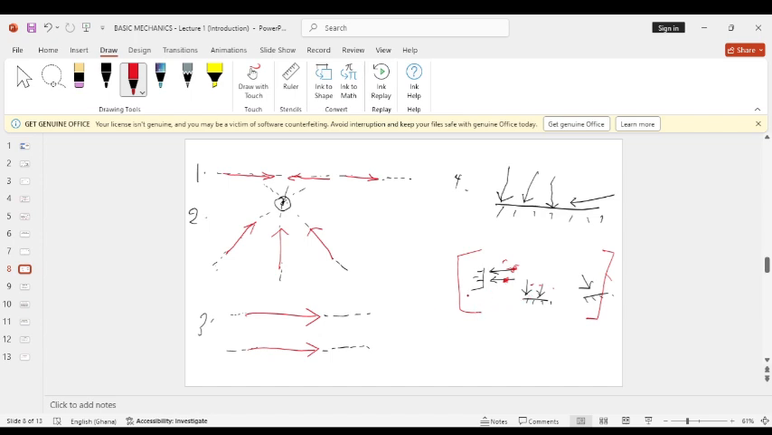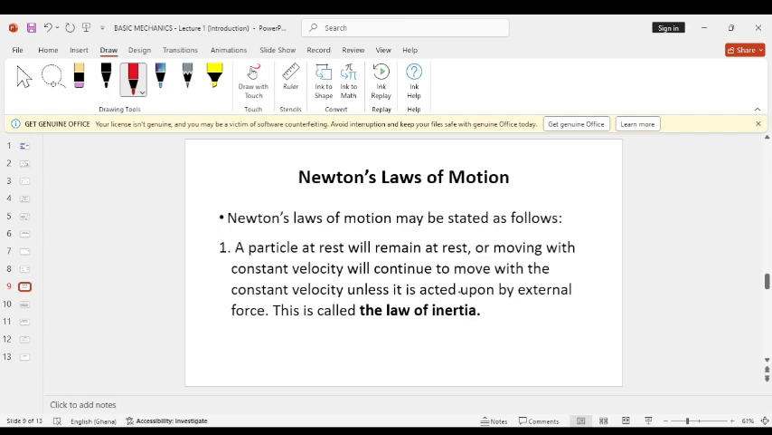All right. So we'll be looking at some of Newton's laws of motion. The first law of Newton's motion states that a particle at rest will continue at rest, or a particle with constant velocity will continue to move with constant velocity, unless it is acted upon by an external force. So remember, from the definition of force, it is that which causes something to move, or which causes something which is moving to stop. That is the definition of force.